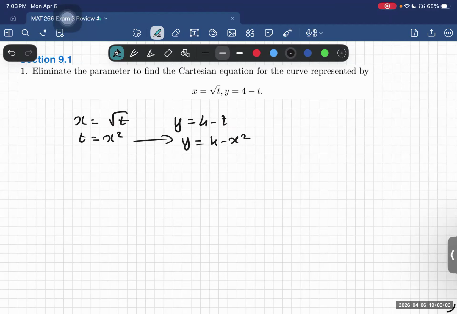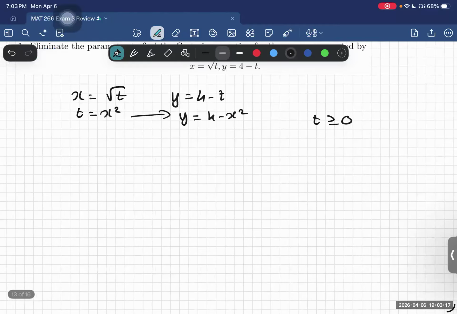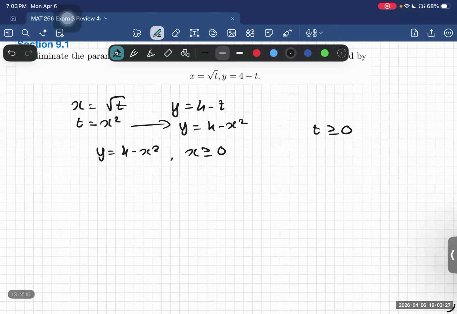So, and you can also see, since my x is equal to root t, t has to be greater than or equal to 0, because a negative number inside a square root function is an imaginary function, and we're not dealing with that here. Okay, that's not a dual value. So basically, my Cartesian product is just 4 minus x squared, and the value of x should be greater than or equal to 0.